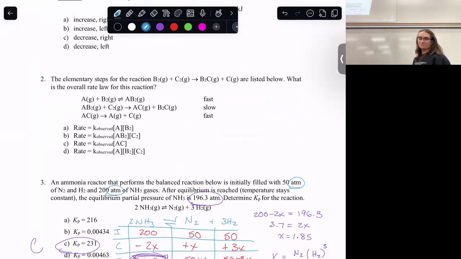All right. So for question 2, the elementary steps for the reaction B2 + C2 goes to B2C and C are listed below. What is the overall rate law for this reaction? And we're given 3 steps here. So what step determines our rate determining step? Or which one is our rate determining step? This slow reaction. Yep.